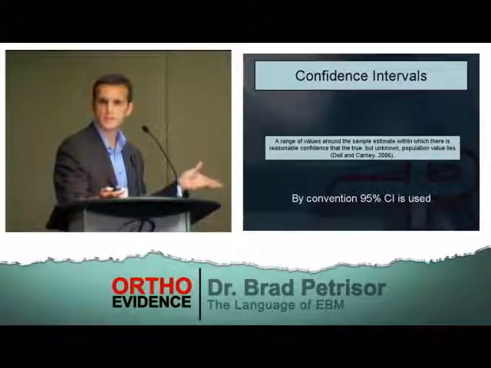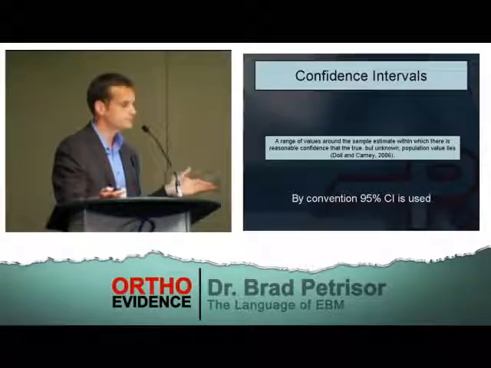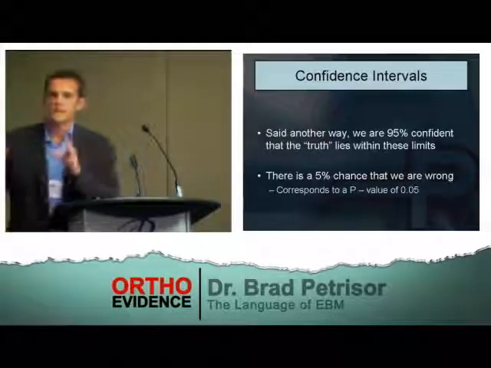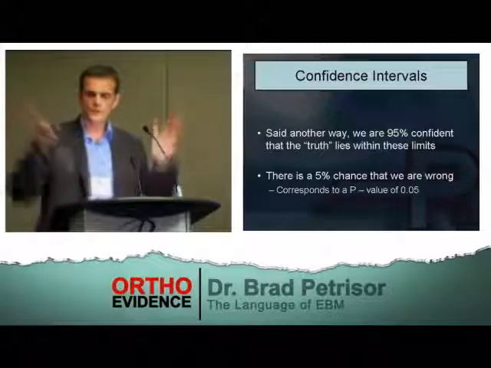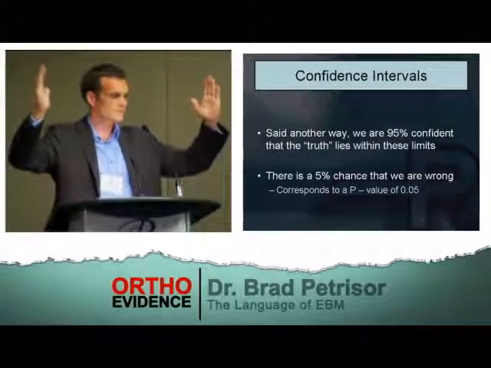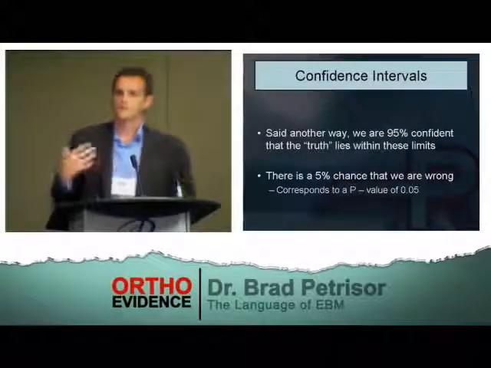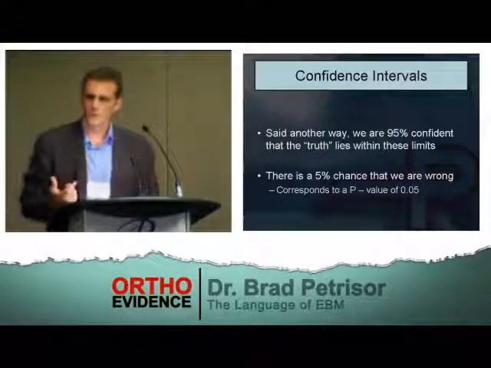By convention, we use a 95% confidence interval. And said another way, basically we're 95% confident that the truth is somewhere within these confidence limits. But there's a 5% chance that we're wrong.